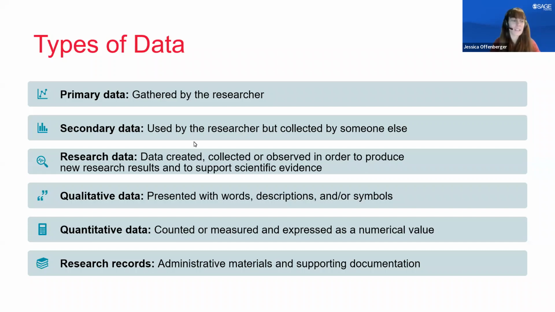So you have primary data. This is data gathered by you, the researcher. Then we have secondary data. This is often data that's used by the researcher, but collected by someone else.